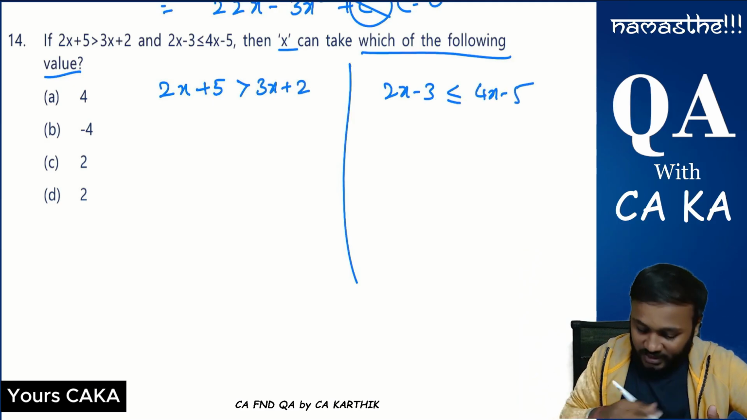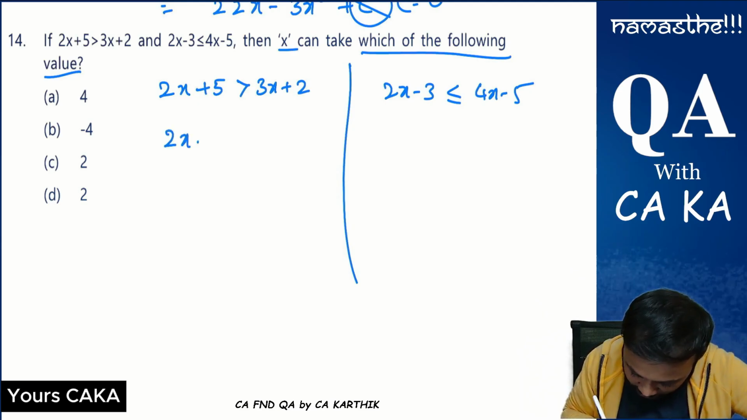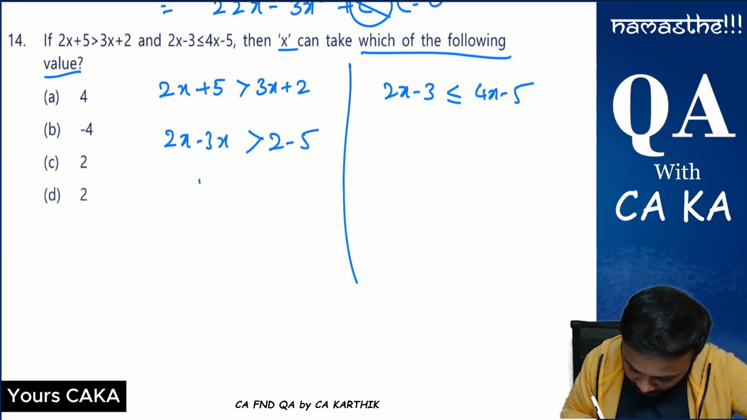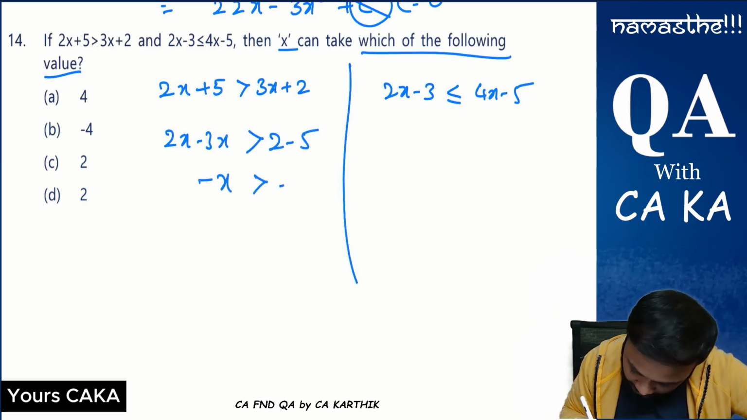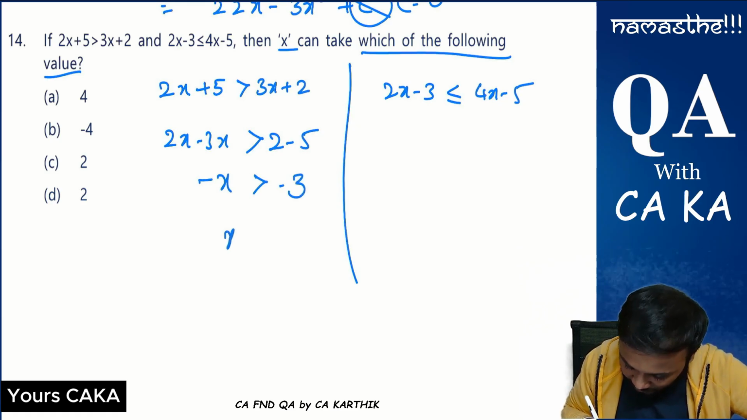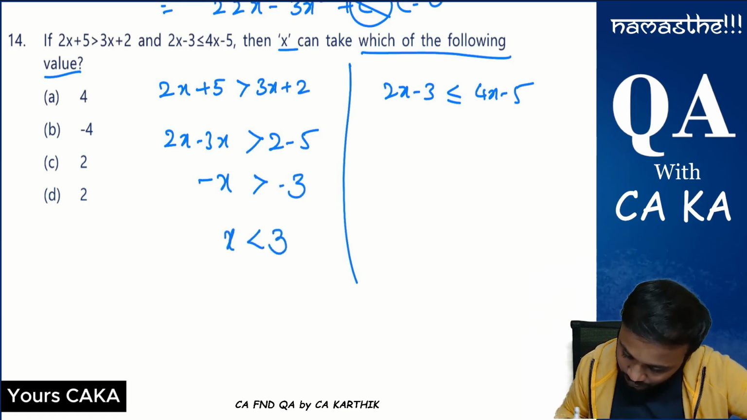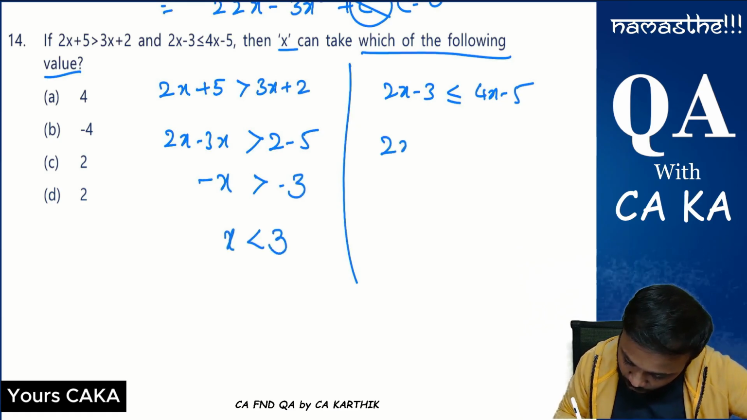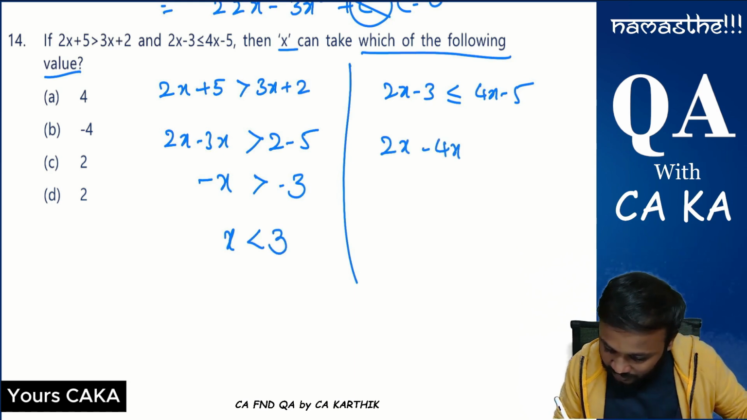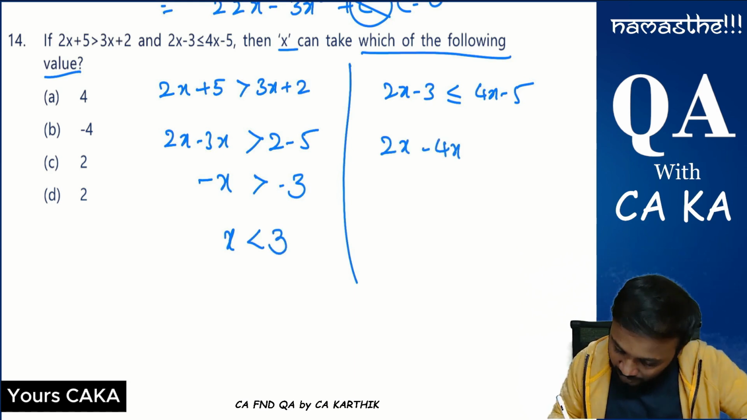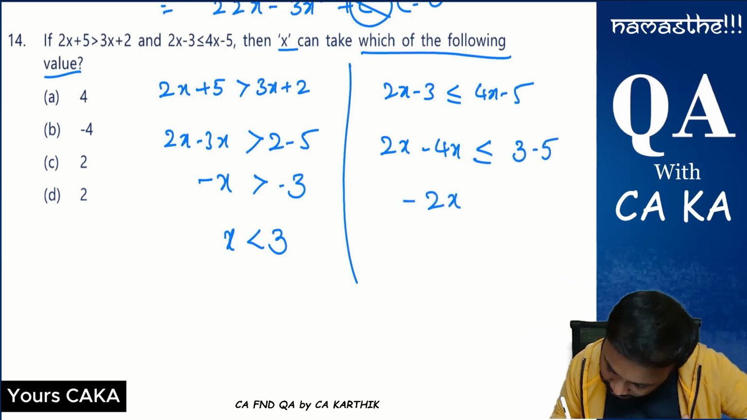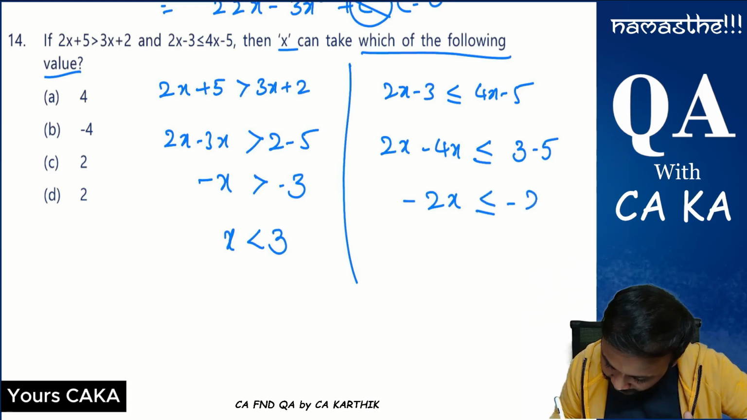So send x to one side and the other values to the other side. So 2x minus 3x greater than 2 minus 5. This is nothing but minus x and minus 3. When you do the calculation, it will be x less than 3. So the second one, 2x minus 4x less than or equal to 3 minus 5. Okay, this will be minus 2x, and this will be less than or equal to minus 2.